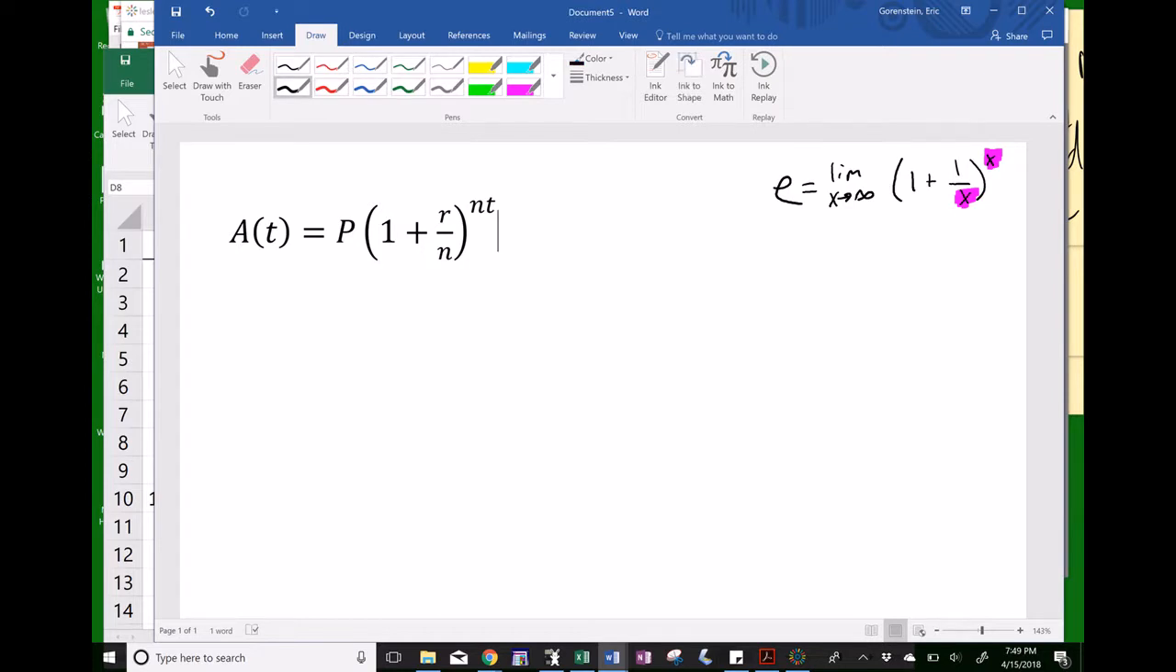And this is not something I would expect you to maybe do on your own. You're not going to really need to do it, but it's good to understand where these formulas come from. So the first thing I'm going to do is take this r over n, and I want it to be in the form 1 over something, right? So what I'm going to do is basically take the reciprocal of a reciprocal.